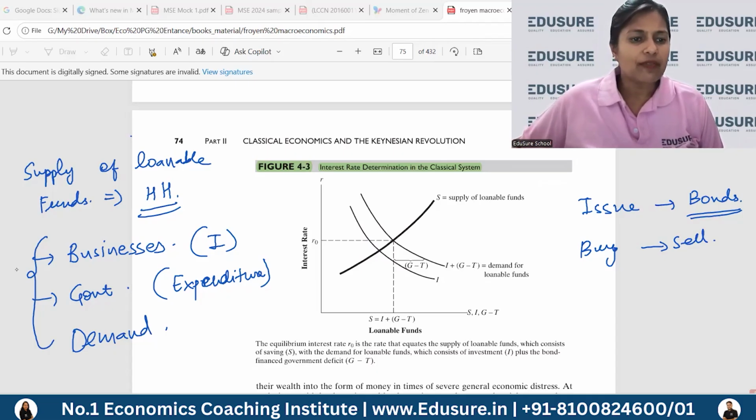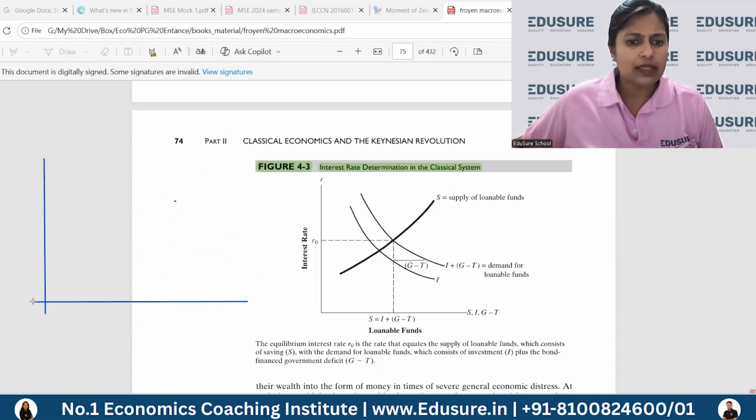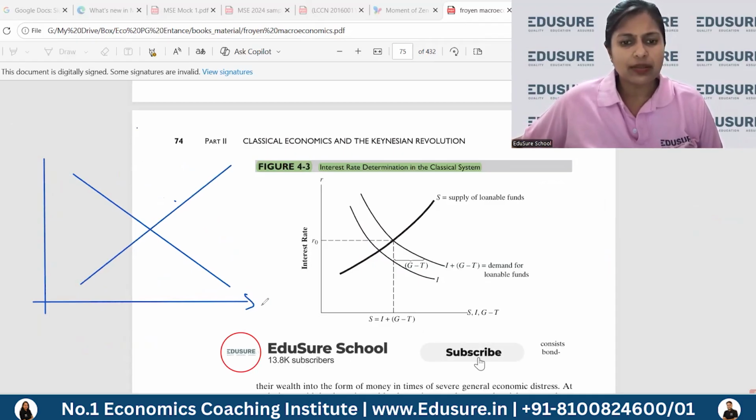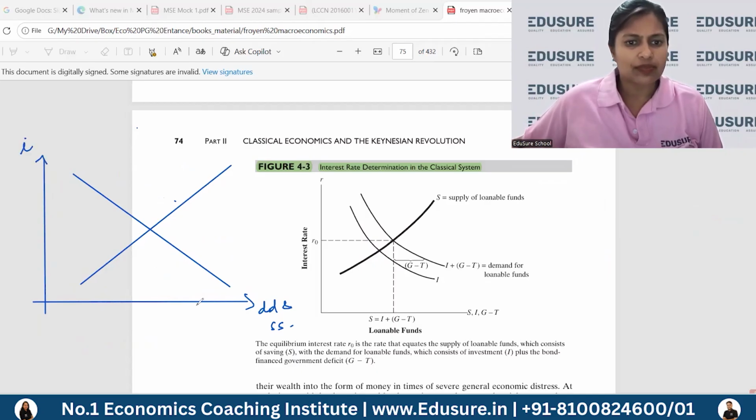So we'll start with a simple model. Let's say this is the demand for loanable funds, and this is the supply of loanable funds. Here we have the demand and supply of loanable funds, and here we have the interest rate. This is the downward sloping demand for loanable funds. Let's assume that government demand for loanable funds is zero, and it is only the corporate demand for loanable funds, which is for investment. So investment is downward sloping.